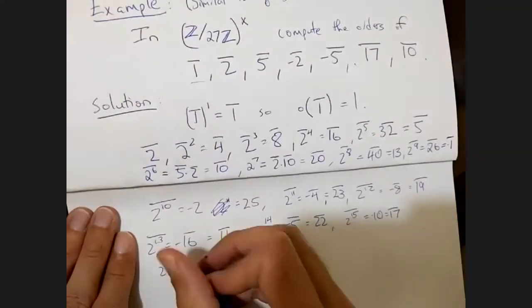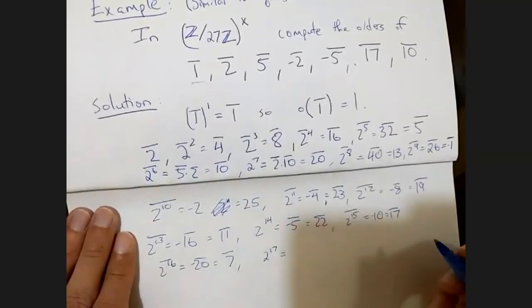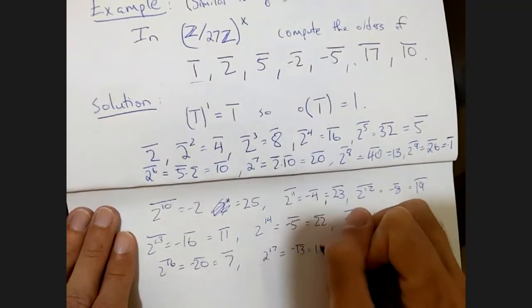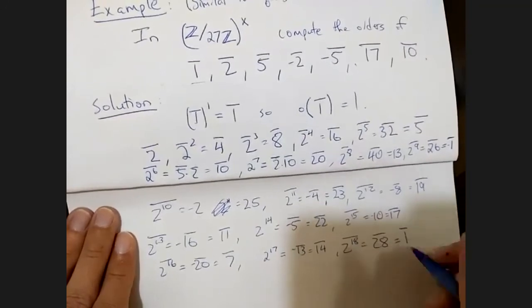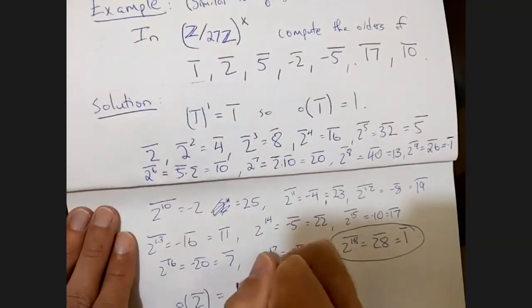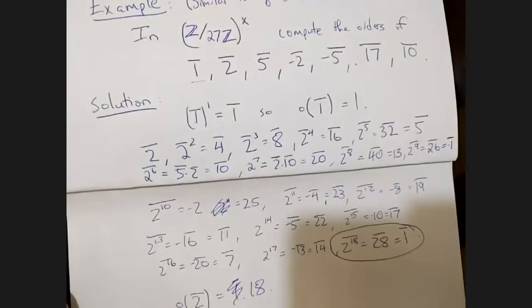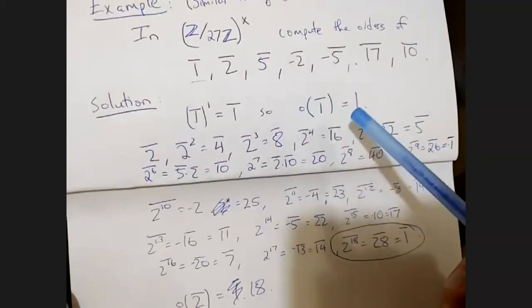What's that? The next one is 20, so there's going to be -20, in other words, 7. To the 17th, it's going to be -13, in other words, 14. To the 18th is going to be 28, which is 1. Okay, and you notice we didn't see 1 before this. So the order of 2 is, sorry, it's the order of 2 is 18. And actually, if you go through this list, every integer that's coprime to 27 occurs.